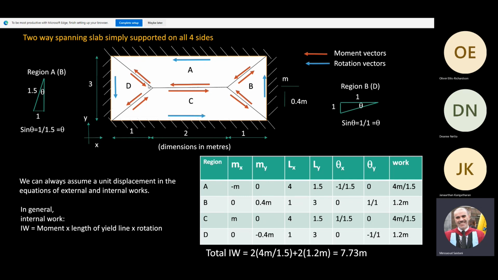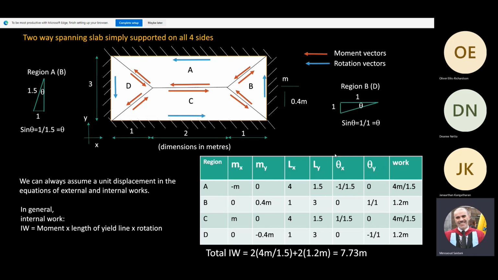Do you agree with me that this yield line here, when I project it on the X-axis, will give me 4 meters? Do you agree? Yeah? Do you agree that this yield line here, when I project it onto the Y-axis, gives me half of 3, 1.5? Agreed? Yeah? So that's done.